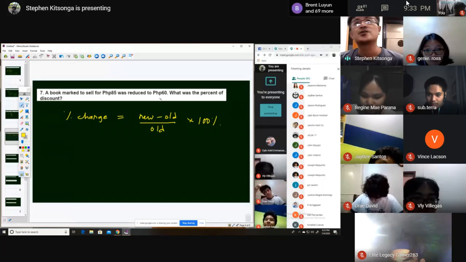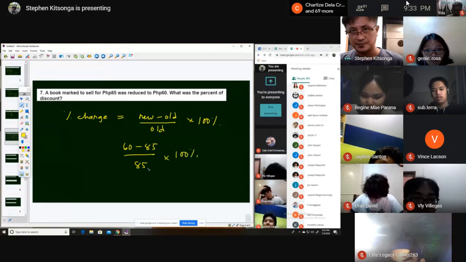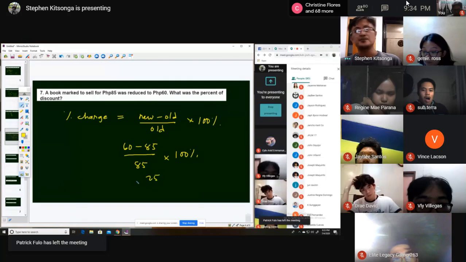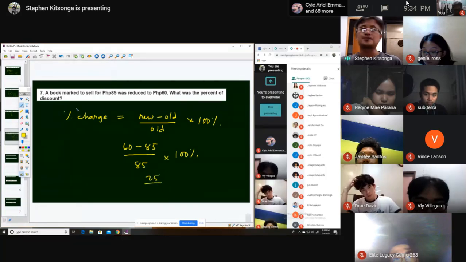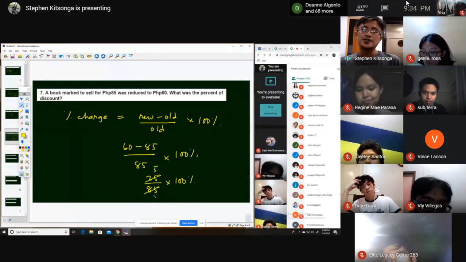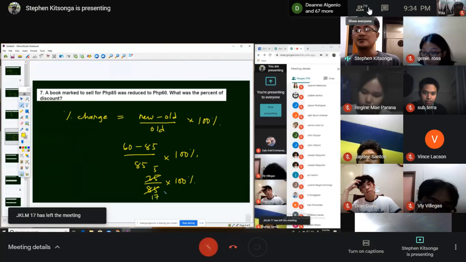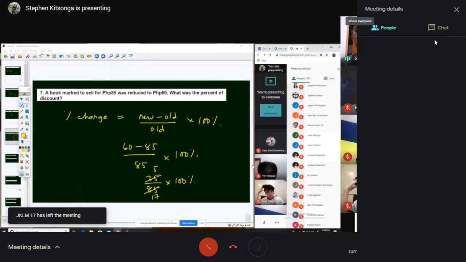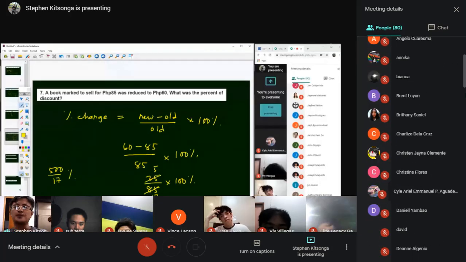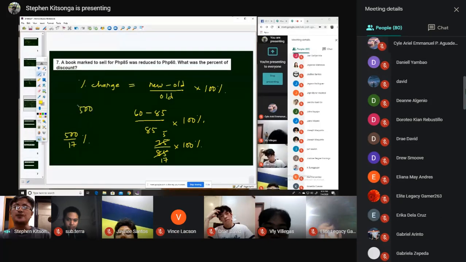So, if you see, the new one is 60 minus the old is 85. Saan ko di-divide? Dapat sa old. 85. Times 100%. So, 60 minus 85 is 25. Negative. Pero di ko nalalagay. It's understood it's a discount. And then 85. And then times 100%. So just simplify. Divide by 5. What is 85 divided by 5? 17, right? Yeah, so then 500 over 17 tapos percent. Usually pag ganyan, hindi ganyan yung choices. You have to divide. Tapos ang choices naka 2 decimal place. So kailangan mong gawin 'to.